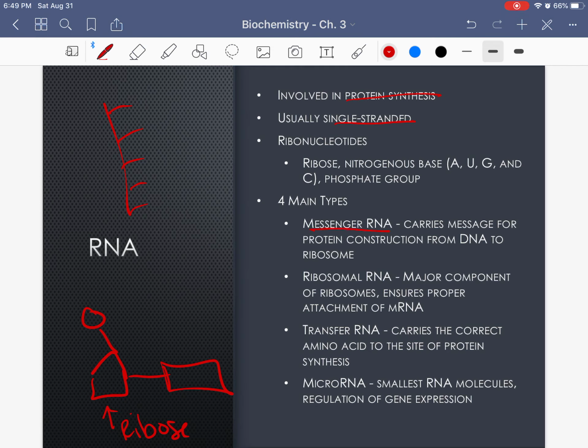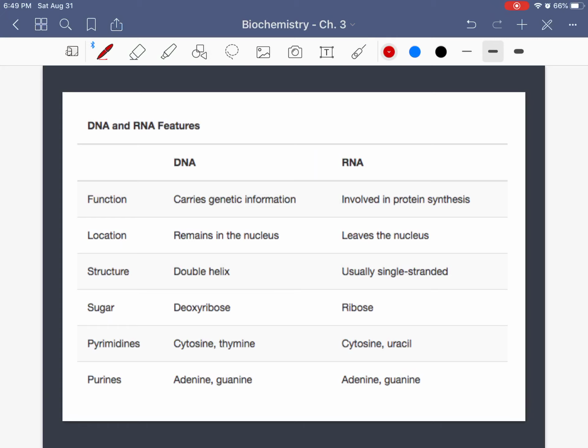There are 4 main types. Messenger RNA is created from DNA, and it carries that DNA message to the ribosome. Ribosomal RNA makes ribosomes. Transfer RNA brings amino acids into place so that we can make proteins. And then microRNA is the smallest kind, and it helps to turn on and turn off genes. So for instance, if I am a nose hair cell, I have certain genes turned on, and they are going to be different genes than the cells that make up my skeletal muscles. So gene expression is just a matter of which genes are turned on and which genes are turned off.